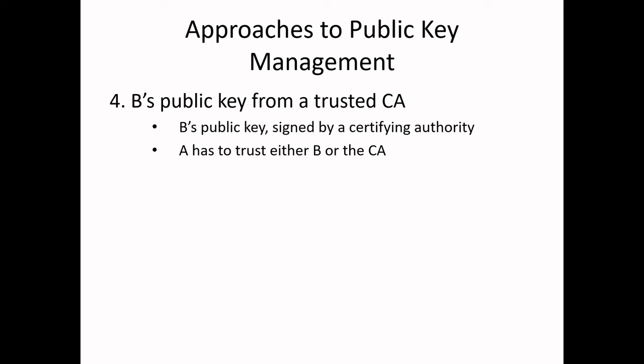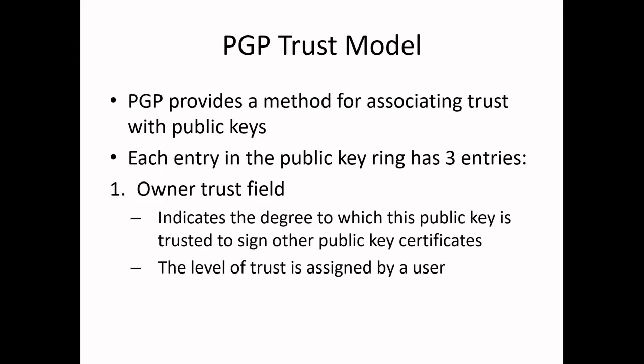So these are different approaches commonly used, but PGP itself proposes what is known as a trust model, which does not rely on the methods which we have already seen. In PGP's trust model, PGP provides a method for associating trust with the public keys. That is, the level of trust that a user has with the public keys stored in its key ring is associated with each of the public keys.